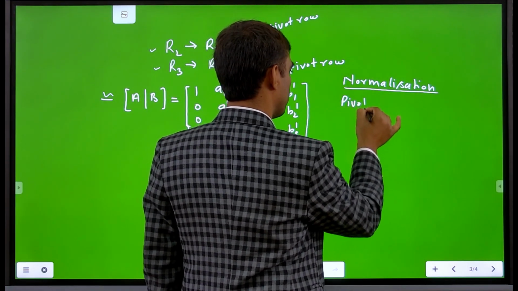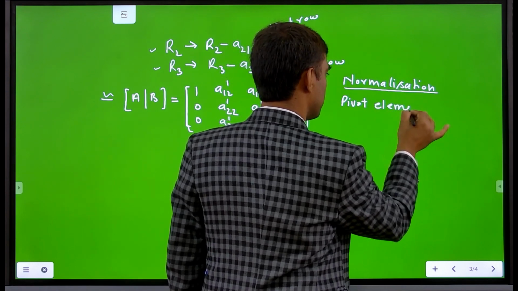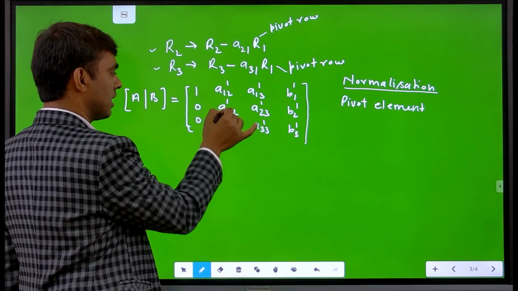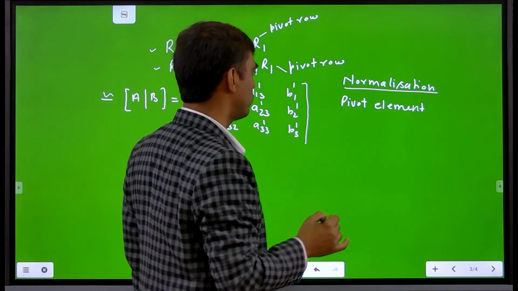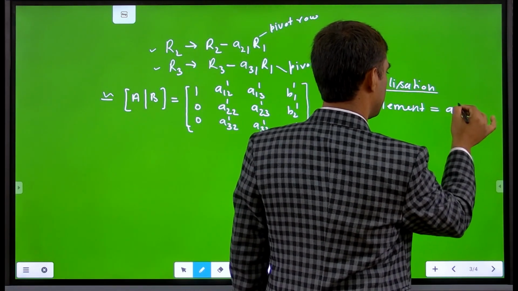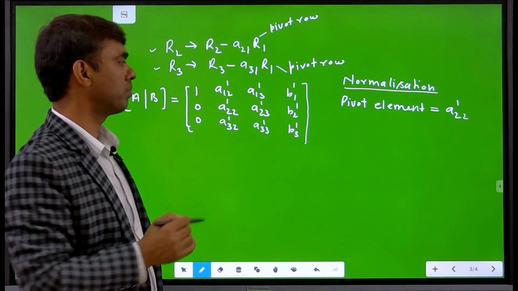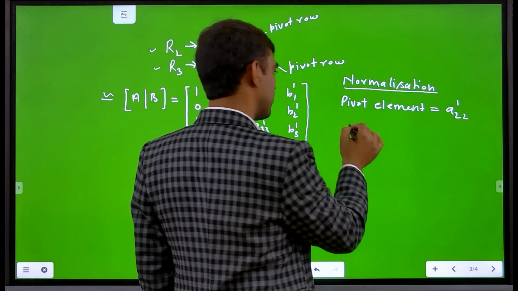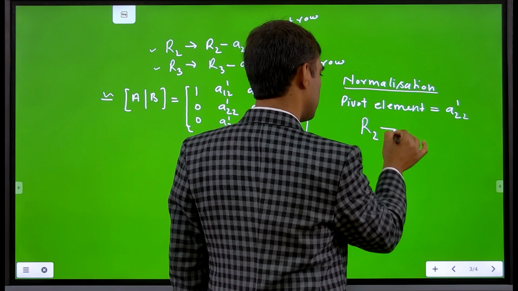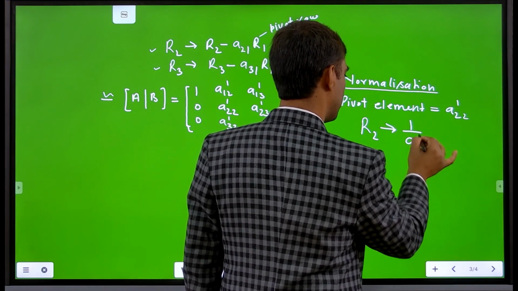Now the pivot element in the second stage of elimination is the common element in the second row and second column. This one is A22 dash. So the pivot element is A22 dash. Now which one is the pivot row? The second row is the pivot row. So for the normalization, we perform the row operation on the second row: R2 tends to 1 upon A22 dash R2.